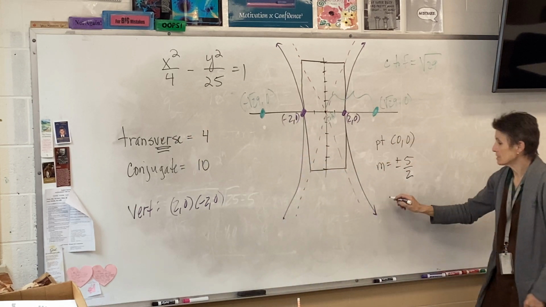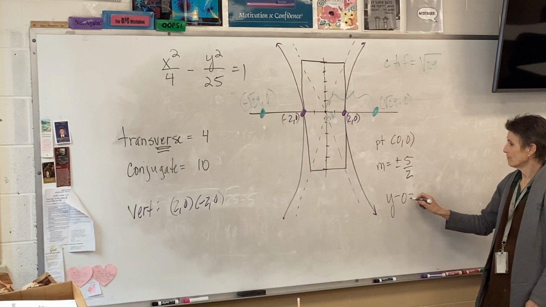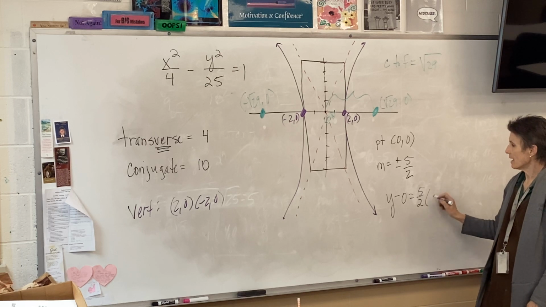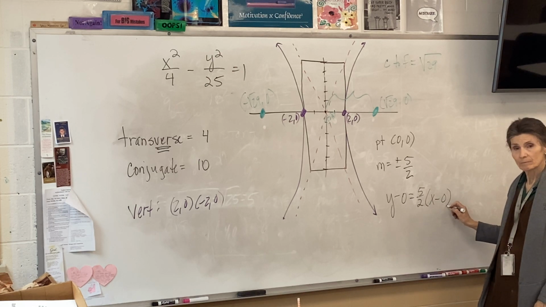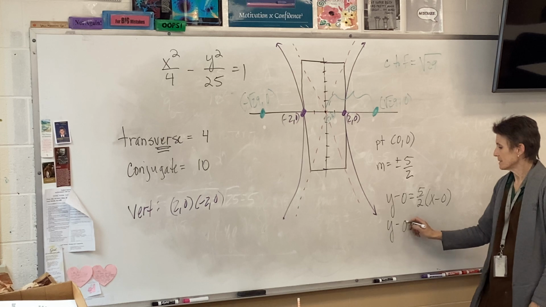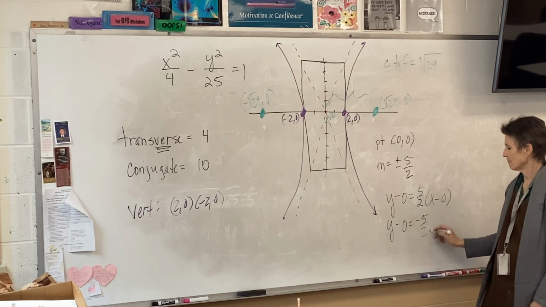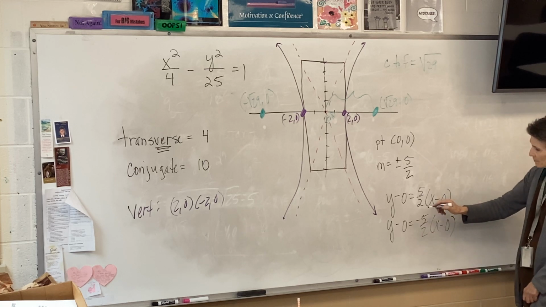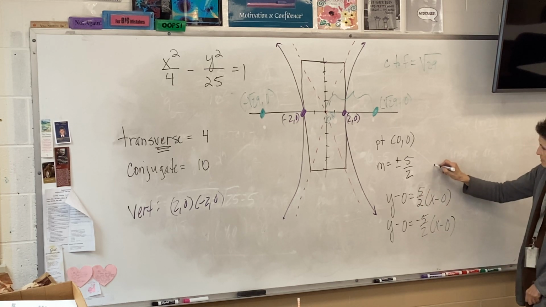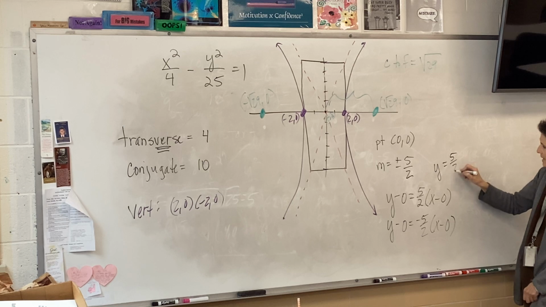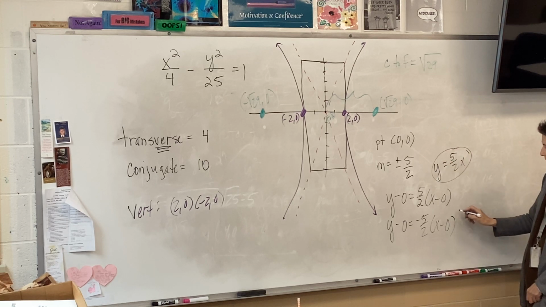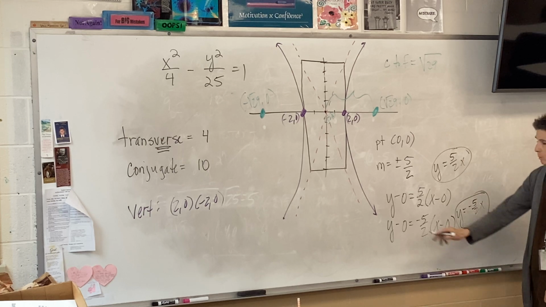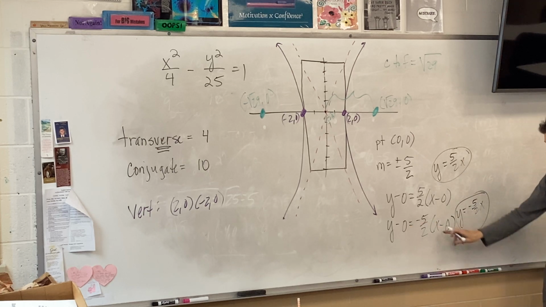So my equations: y minus 0 equals 5/2 x minus 0. y minus 0 equals negative 5/2 x minus 0. When I clean those up, the zeros kind of disappear, so y equals 5/2 x, and y equals negative 5/2 x. y minus 0 is just y. x minus 0 is just x.